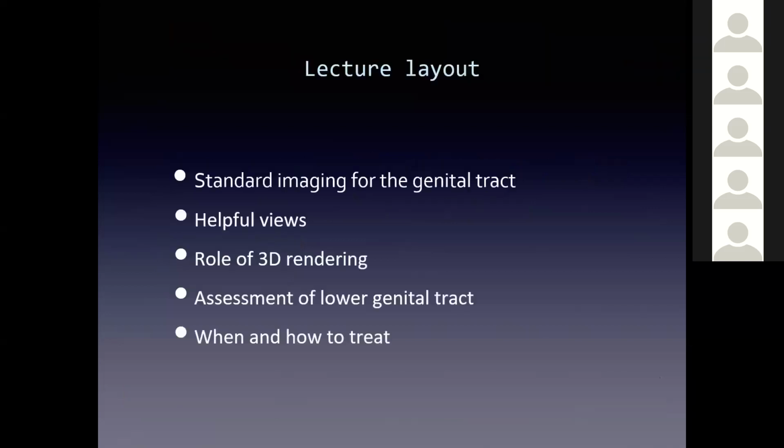So let's start by assessing the following. We need to appreciate, first of all, what's the standard imaging for the female genital tract, how we can assess uterus and cervix, as well as what are the views we need to achieve in order to be measuring the uterine cavity, how we can assess the lower genital tract, and by that I mean the cervix, vagina, and when and how to treat the cases.